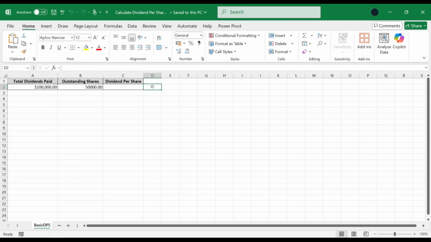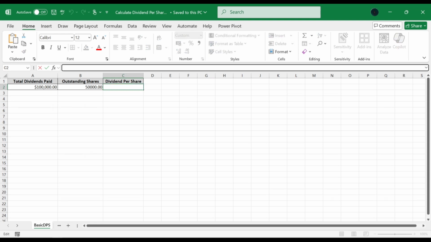Let's get started. In the first method, we will calculate how much dividend each share gets using simple division. To get started, in any empty cell of your choice, like cell C2, type this formula: equals cell A2 divided by cell B2. Here, cell A2 is the total dividends divided by cell B2, which is the outstanding shares. This will give us how much dividend each share gets.